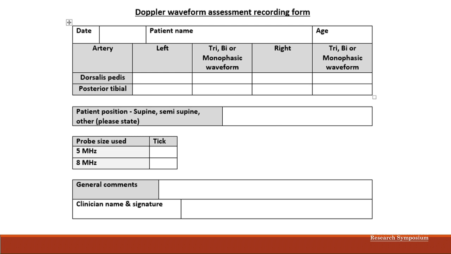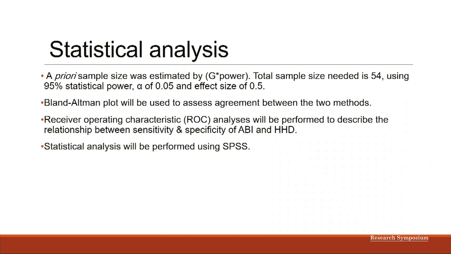We used G*Power for estimating the total sample size. A Bland-Altman plot will be used to assess the agreement between the two methods, and ROC analysis will be performed to describe the relationship between sensitivity and specificity of both devices. Statistical analysis will be performed using SPSS.